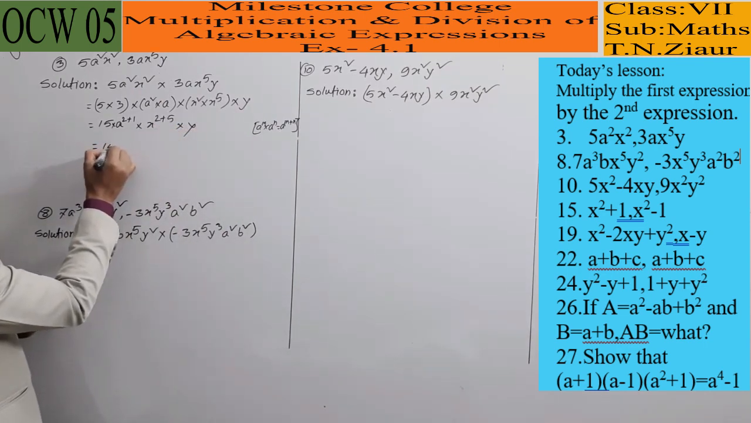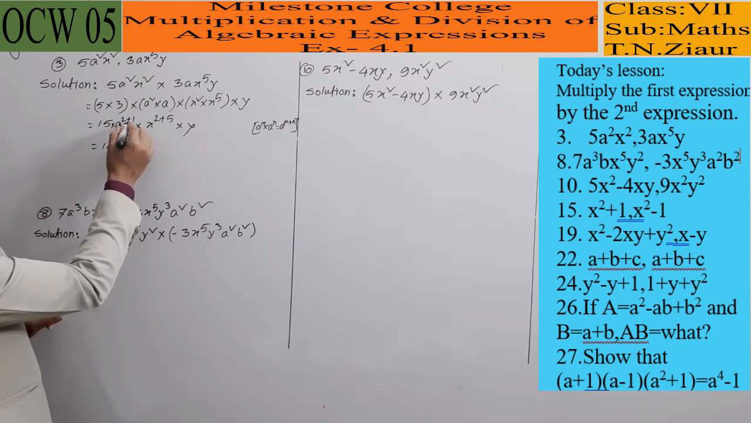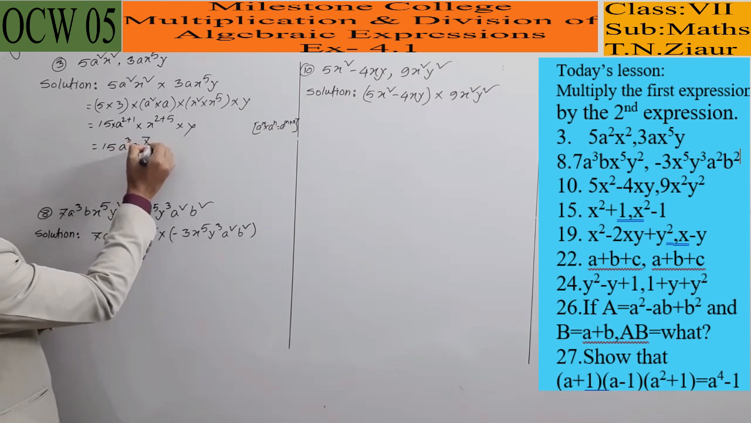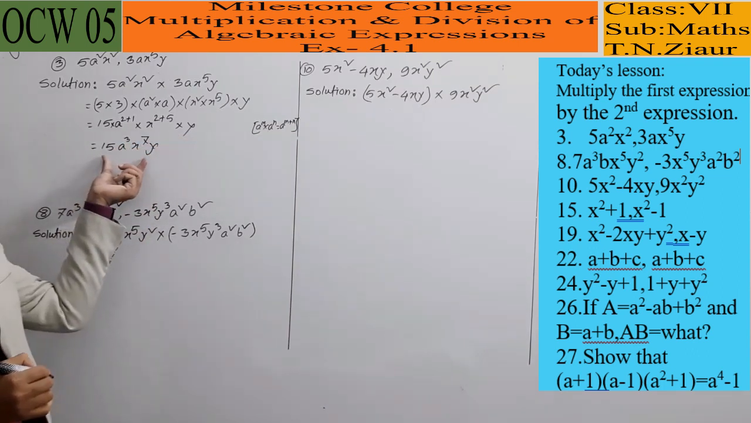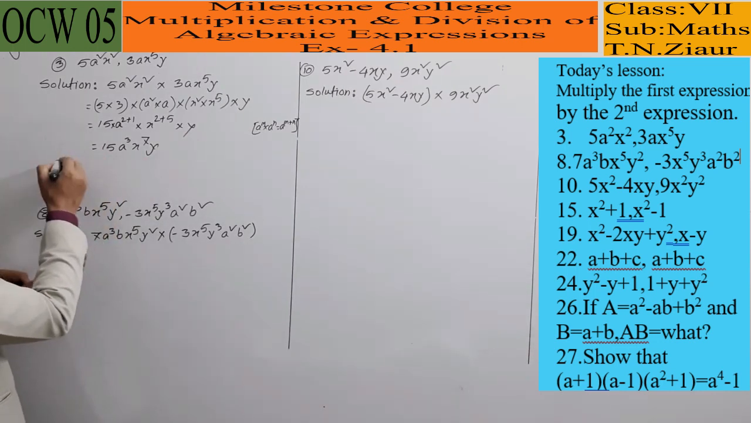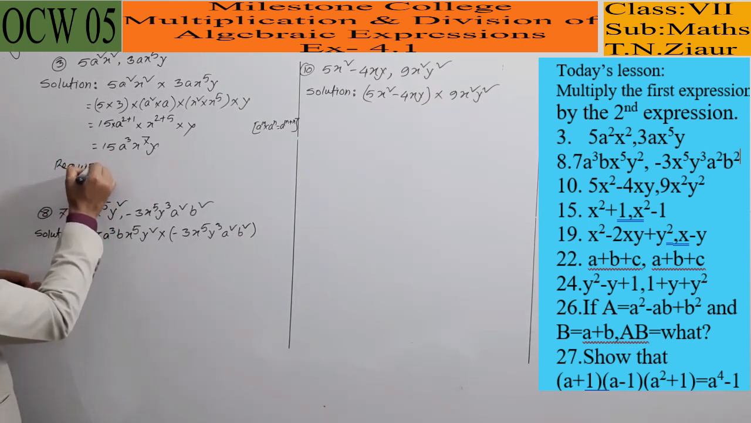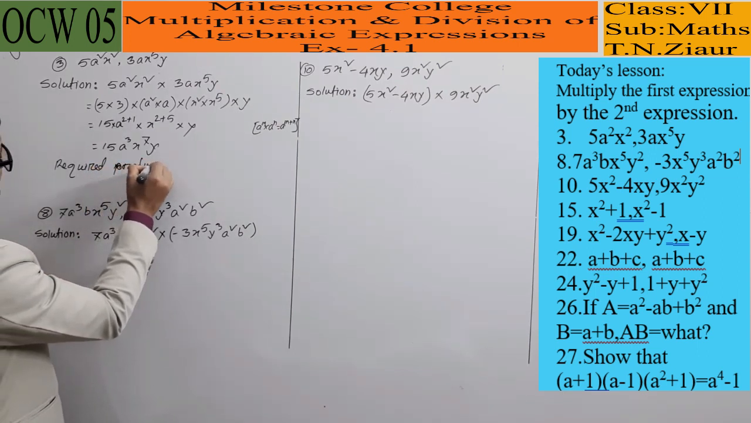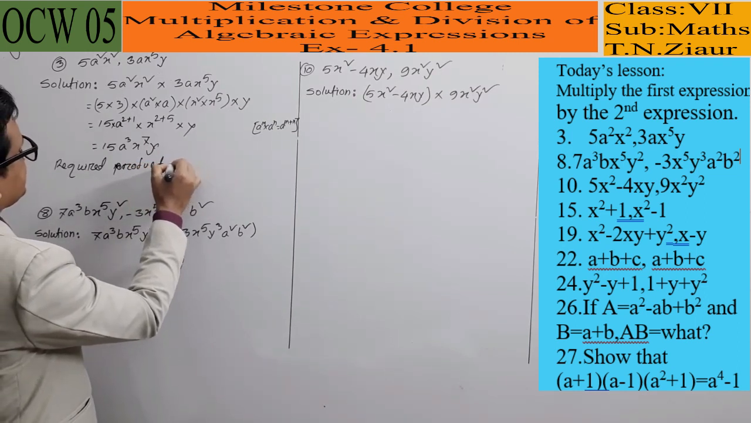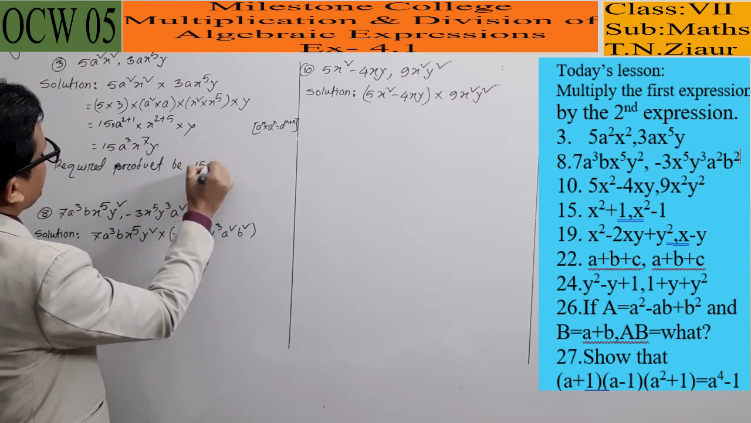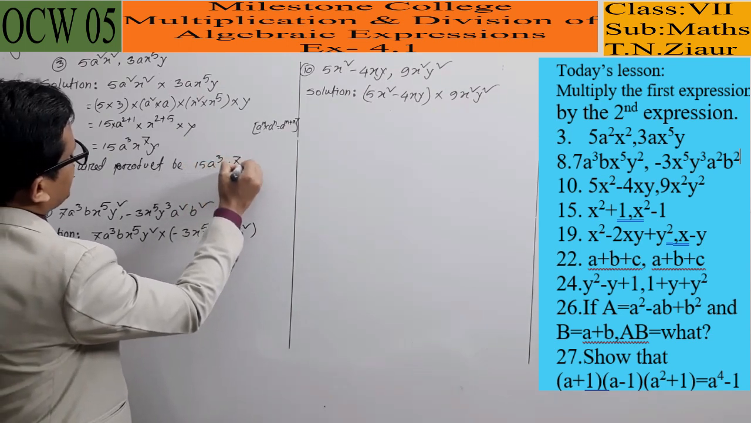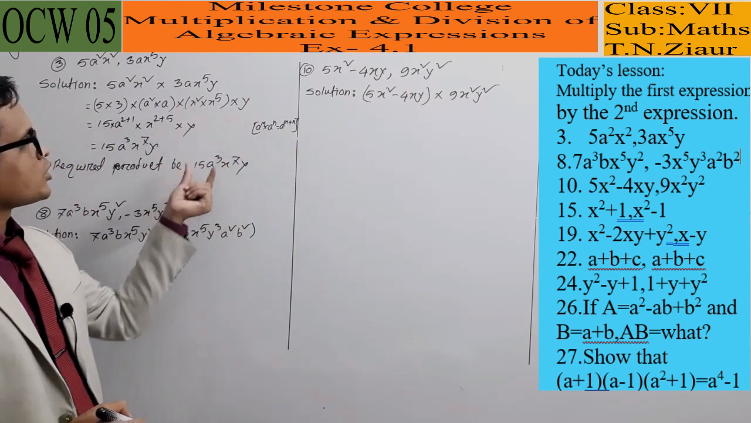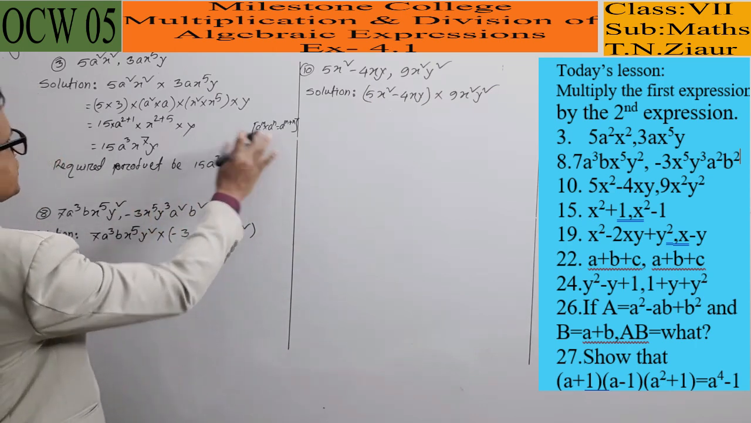So what will it be? Just write 15, and here it will be 2 plus 1, that means a cube. X to the power 5 plus 2 will be x to the power 7, and y. This is the required multiplication. Now dear students, have you understood this one? Required product: 15 a cube x to the power 7 y. This is the answer. Just using this formula we have to solve this way. All maths we have to solve by using this formula when you multiply.